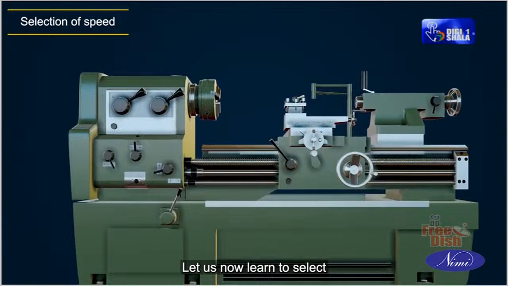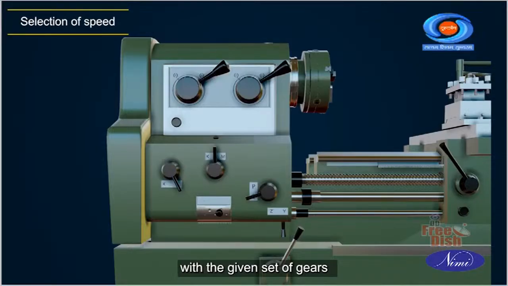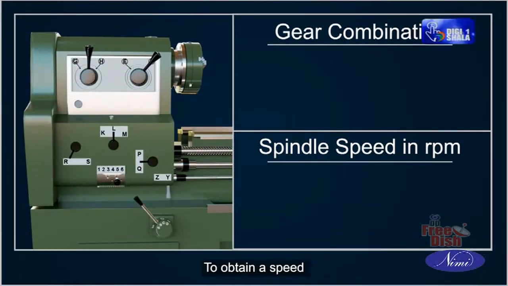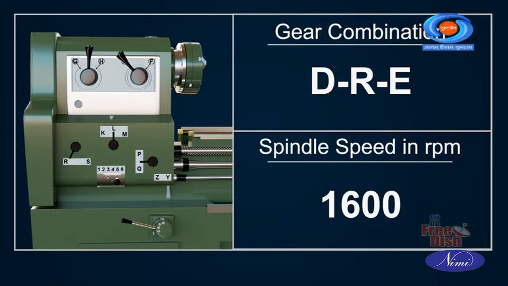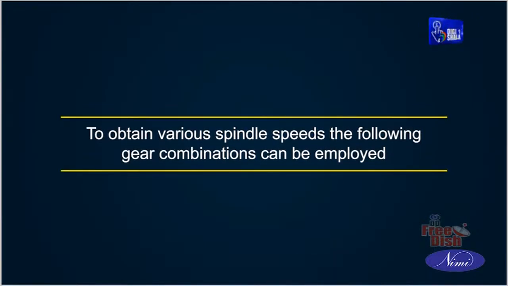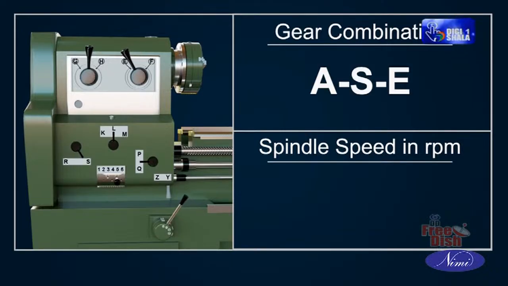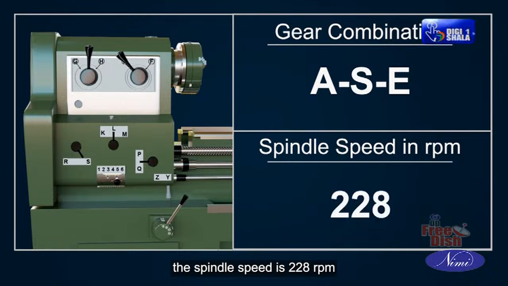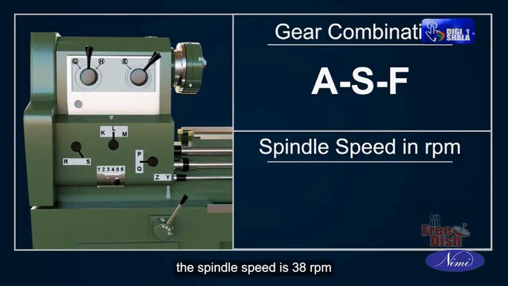Let us now learn to select the different spindle speeds on the lathe with the given set of gears. To obtain a speed of 1600 rpm, select the combination of D, R, E. To obtain various spindle speeds, the following gear combinations can be employed. For set of gears ASE, the spindle speed is 228 rpm. For set of gears ASF, the spindle speed is 38 rpm.